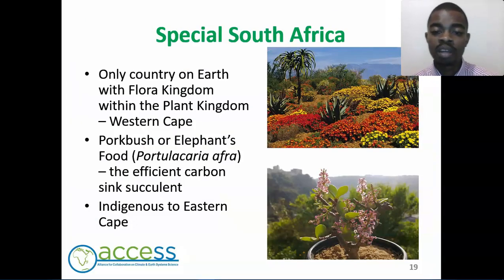So the Cape Floristic Kingdom is one of the six floral kingdoms, which is also one of six kingdoms of life. This Cape Floristic Kingdom is what makes South Africa a special place in terms of plants, as the fynbos is so rich in plants that about 80% of all plants in the Cape Floristic Kingdom come from the fynbos biome. Also, very special about South Africa, we have what we call pork bush or elephant food, which is one of the most efficient carbon sink sequesters in the world. According to scientists, a thicket of Portulacaria afra is more effective than the Amazon rainforest at removing carbon dioxide from the atmosphere. And this plant is indigenous to the Eastern Cape province.